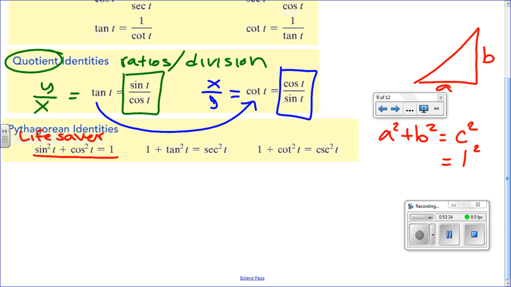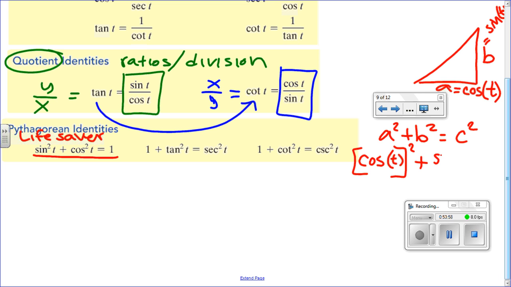if this is a and this is b, we can call this cosine of t, just to keep with that. So cosine of t squared, plus, and then b will be here the sine of t, squared, and here we had a 1, right?